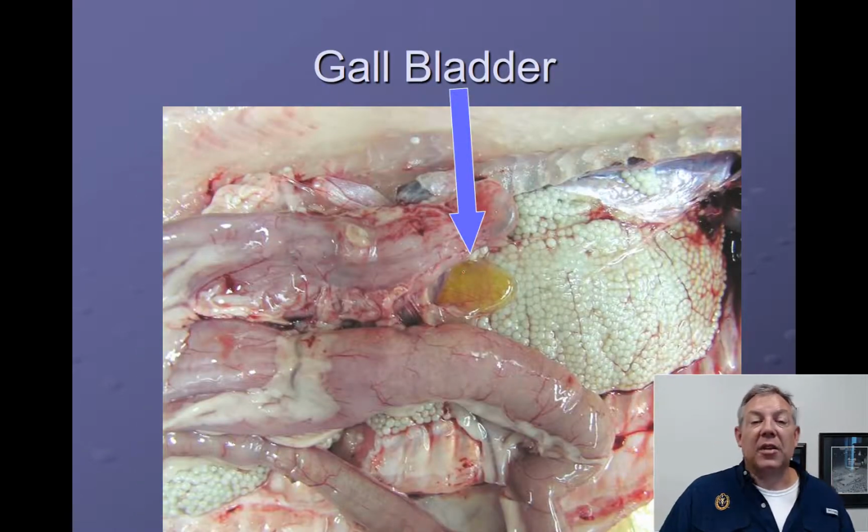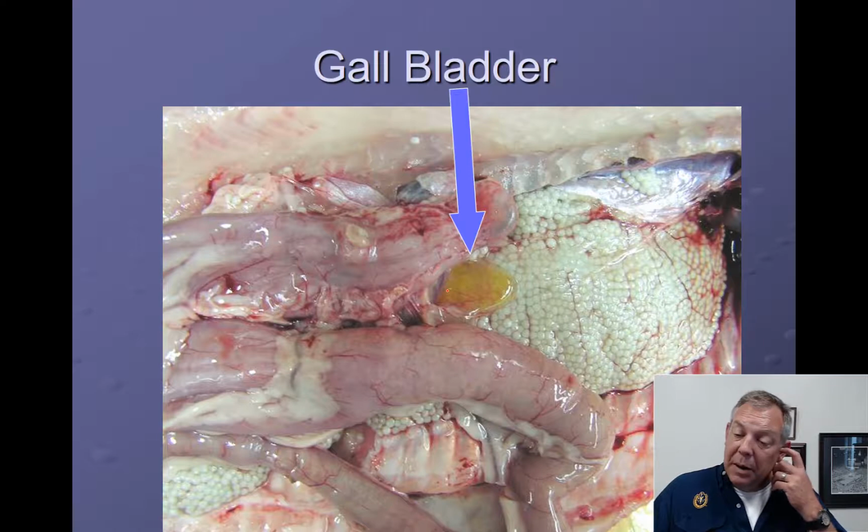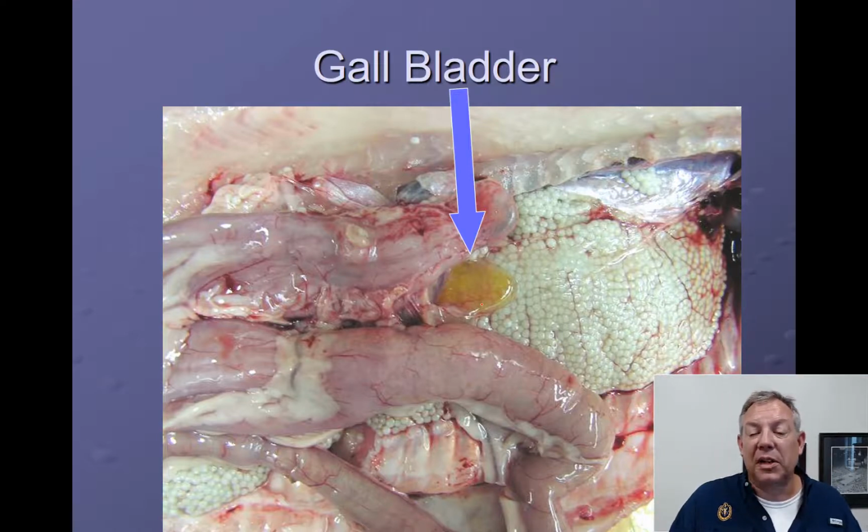Here's what the gallbladder looks like in a fresh specimen. And so this has got bile in it, and you can see the yellow-colored, straw-colored bile. But you can see that this is a very delicate pouch that's easy to break if you're not careful during your dissection. And in preserved specimens, it's a little bit harder to see because you don't get to see this nice color.